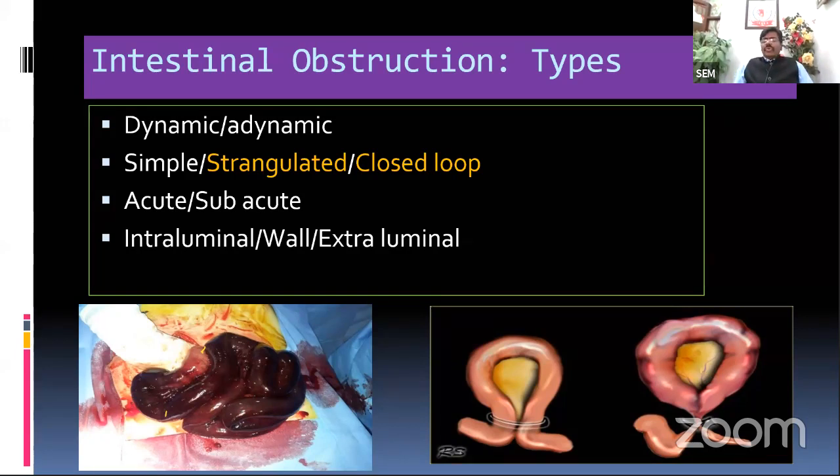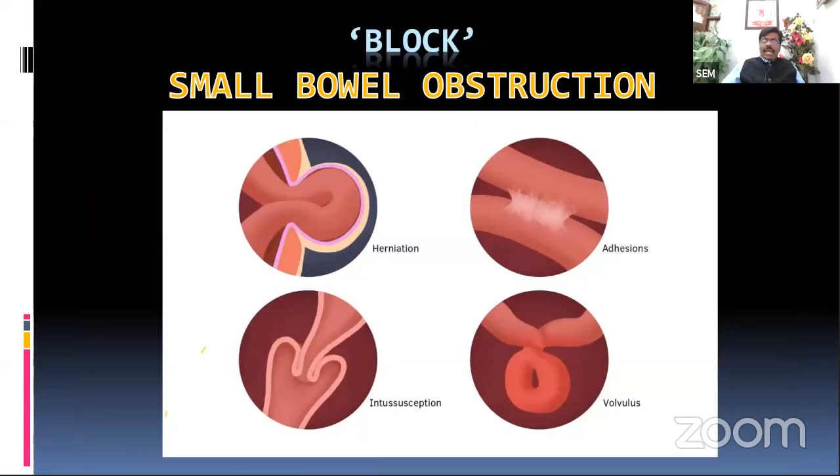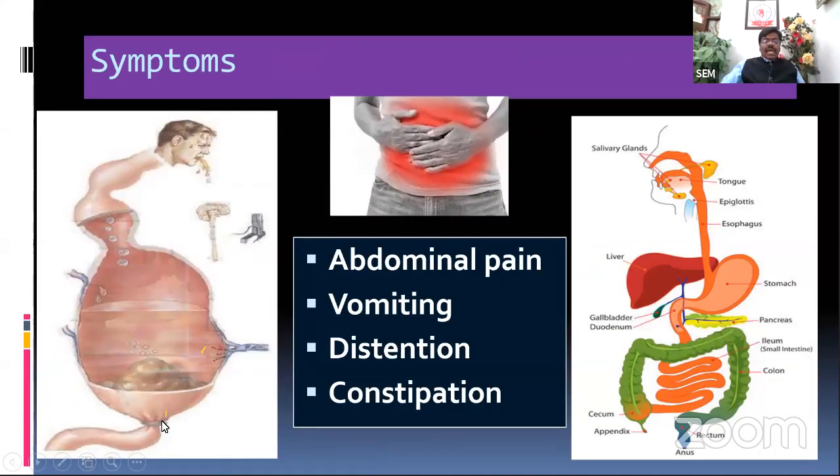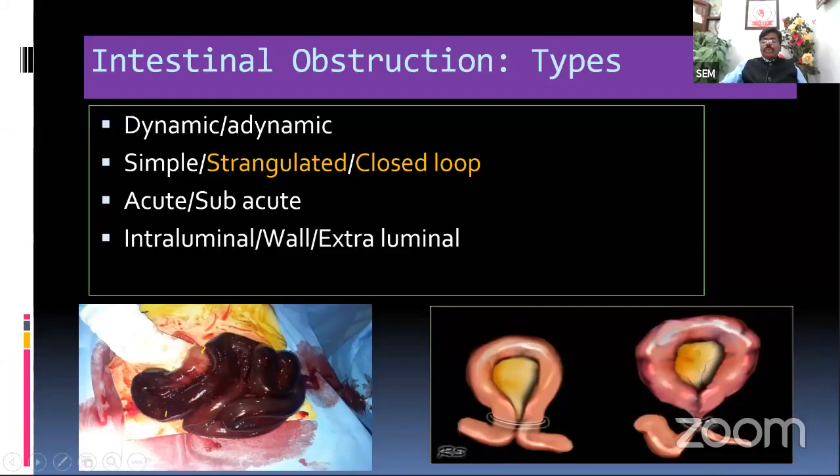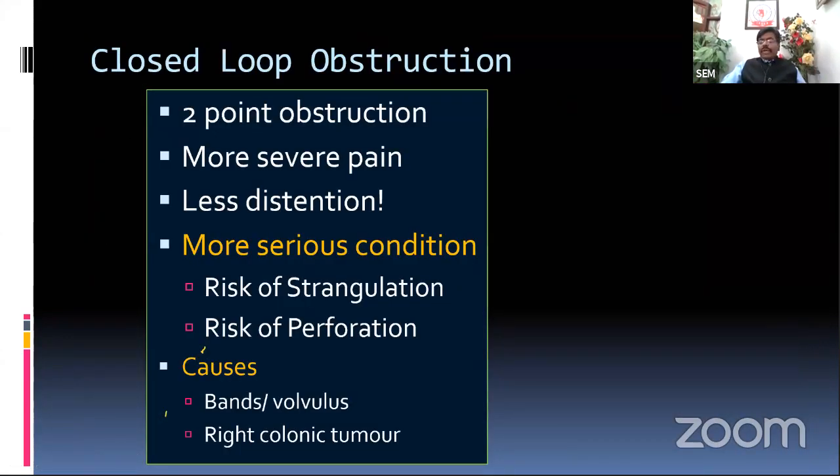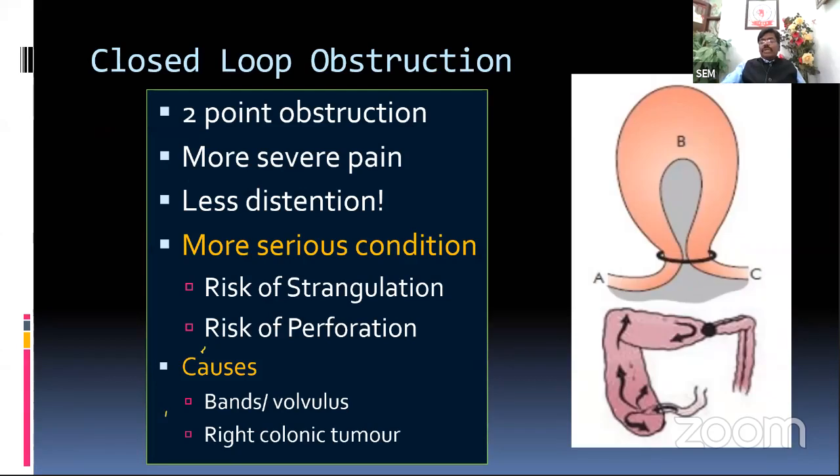Okay. Next, of course, is a closed loop obstruction. What do you mean by a closed loop obstruction? Because till this time, if you see, let me go back to this slide. Here, the obstruction is only one level obstruction. Simple obstruction is a one level obstruction like here. Whereas in a closed loop obstruction, it is a 2-point obstruction. What is 2-point obstruction? As you can see here, there is obstruction here. So both the proximal and the distal, both areas are obstructed.